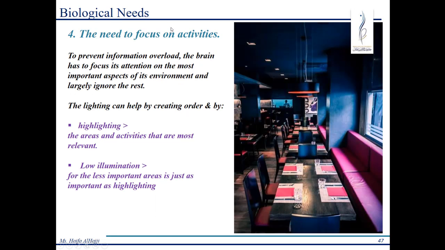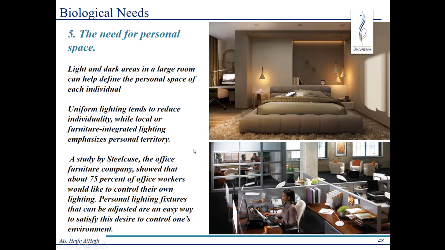The need to focus on activities. Now, for example, in a restaurant, you have an activity of eating here. So you don't want the whole space to be lit. Each table will be just focused on with its lighting. So you need to just highlight these areas with a little additional lighting, depending on the activity you're having. This is just an example. So areas of high importance, more illumination. Areas of low importance, lower illumination.